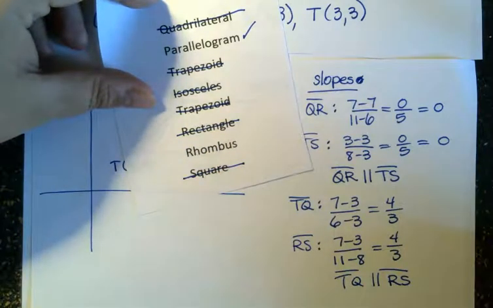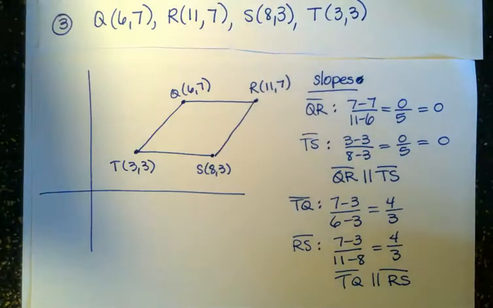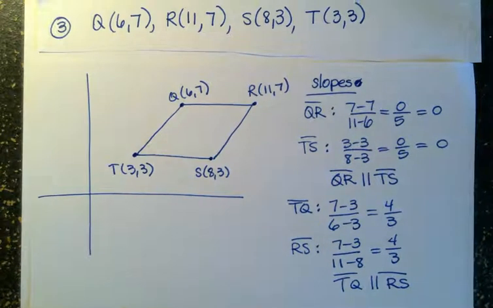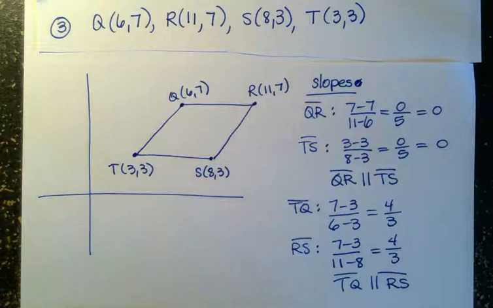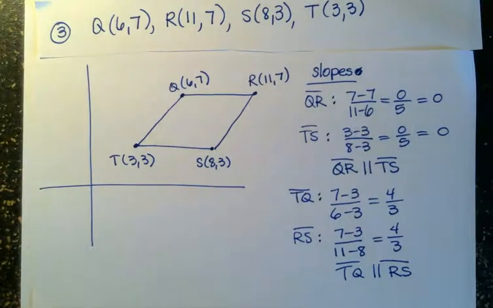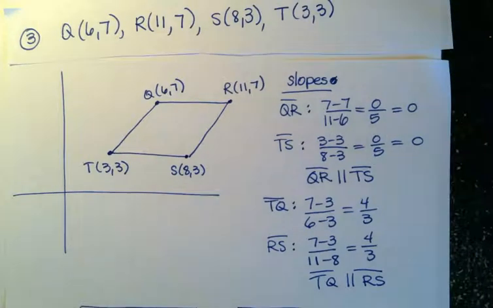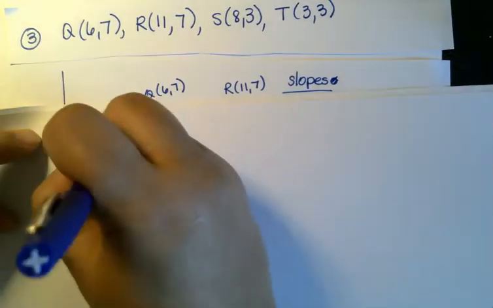So again, I find myself checking to see if it's a rhombus. Let's shake it up a little bit this time, and let's go ahead and find all 4 side lengths to see if it's a rhombus. Okay, so how do I find side lengths? I use the distance formula. So let's look back at that real quick. Distance formula.